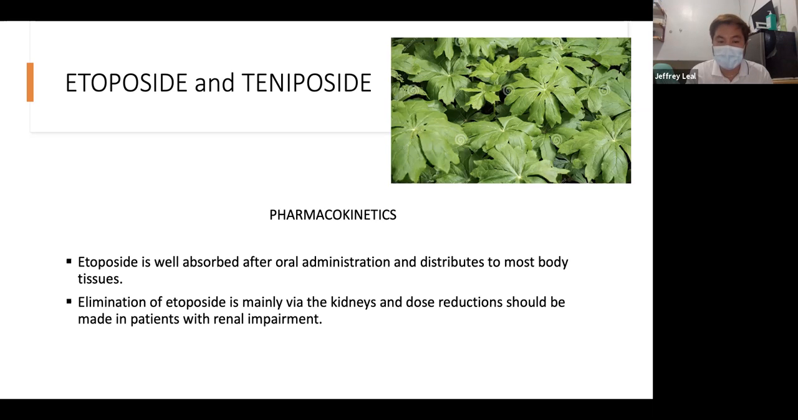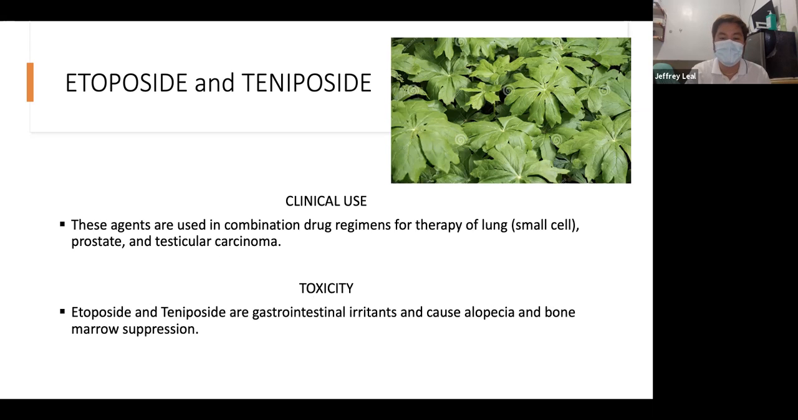And they are eliminated mainly via the kidneys, and those reductions should be made in patients with renal impairment. Pag nag-start yung mga chemotherapy, kailangan ding tinitignan yung blood chem, baseline blood chem of patients. Kasi tinitignan mo yung functioning of your kidneys, the functioning of your liver, kasi sila yung mag-metabolize and mag-eliminate sa mga cancer drugs na bibigay niya sa pasyente. Okay?